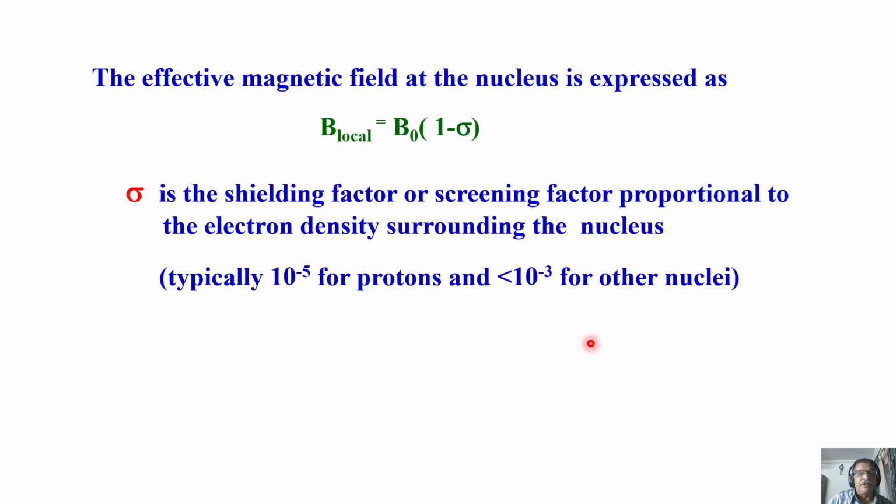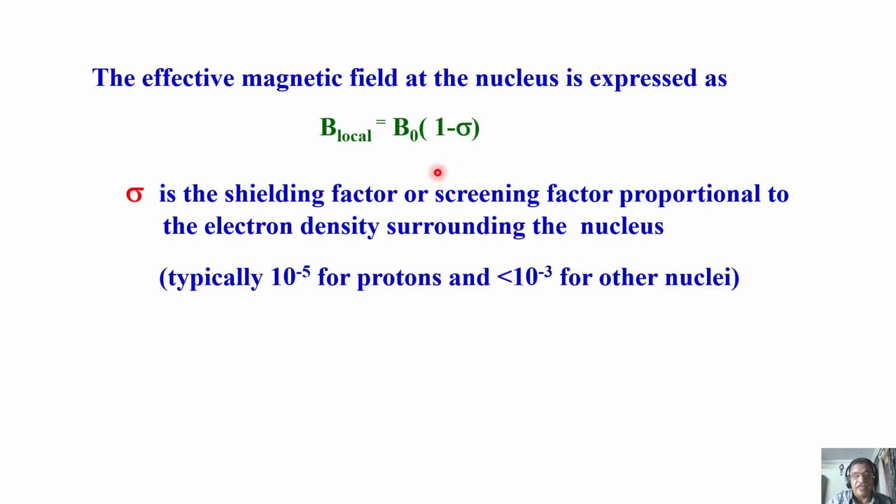Remember this point. The effective magnetic field, if you express it like this, involves a screening factor, also called a shielding factor, which is directly proportional to the electron density surrounding it. So the higher the charge density, the higher the sigma. Remember this, the shielding factor is larger and larger because it is proportional to the electron density surrounding it. If there is a more and more electronegative nucleus, more electrons are there, more charge density at the site of the nucleus, and this is larger and larger.